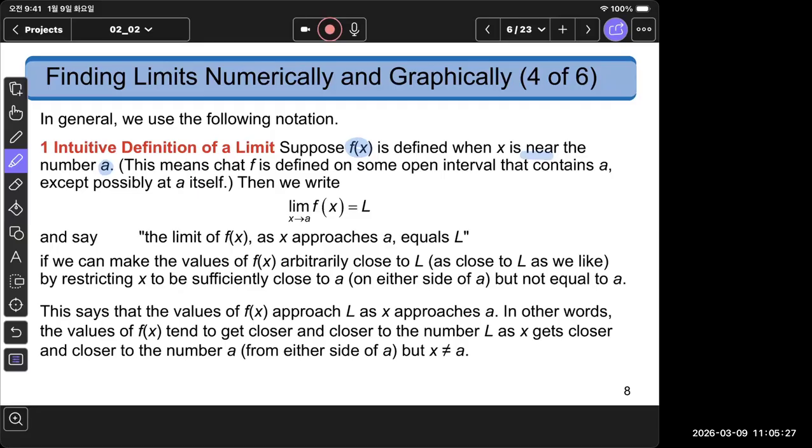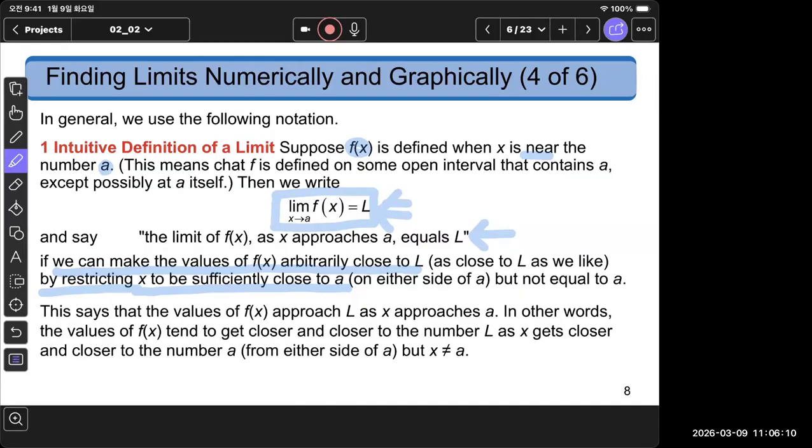If we can make the values of f of x arbitrarily close to L as we like by restricting x to be sufficiently close to a, in that case, we use this notation to describe this event, and we say the limit of f of x as x approaches a equals L. That's how we read this expression here.